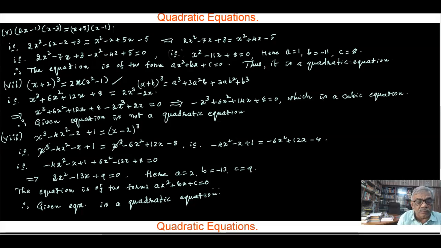And the other two or three examples I have left as an exercise. You try to solve them and try to bring them in the form ax square plus bx plus c equal to 0. If it is not possible to bring them into that form, then declare it is not a quadratic equation.